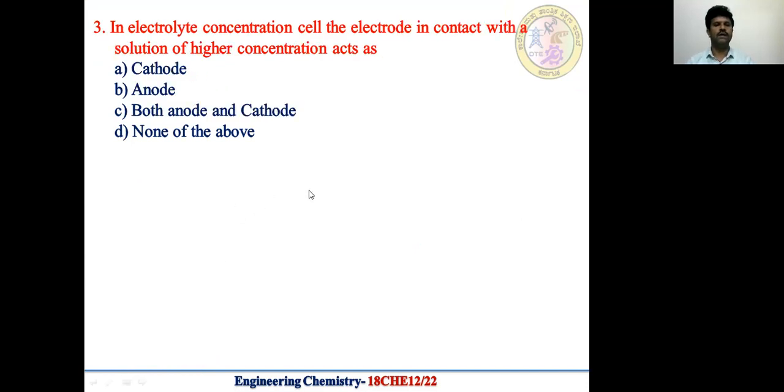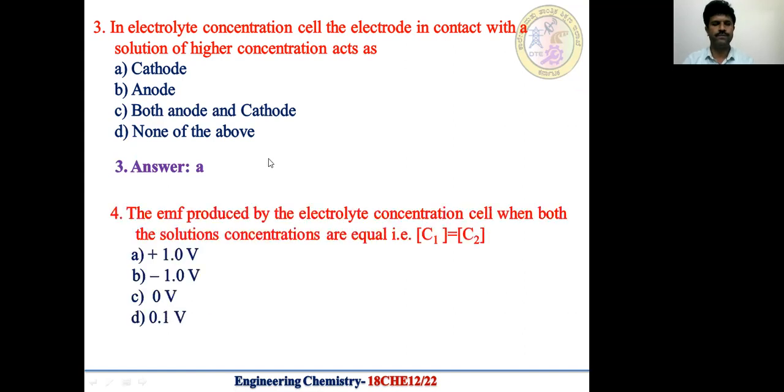Question number 3. In an electrolyte concentration cell, the electrode in contact with a solution of higher concentration acts as: option A, cathode; option B, anode; option C, both anode and cathode; option D, none of the above. We know that in an electrolyte concentration cell, the electrode in contact with higher electrolyte concentration acts as the cathode. The right answer is option A.